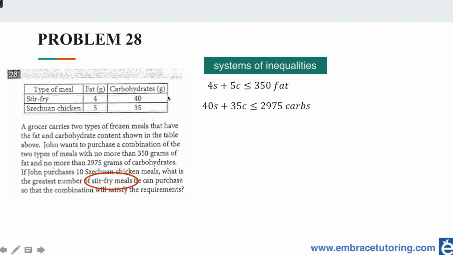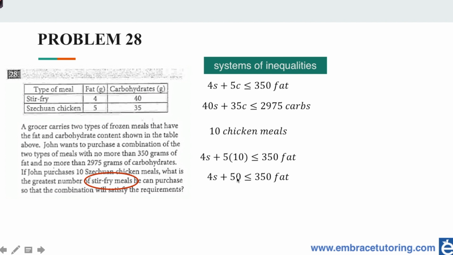Likewise, I have to understand how to break down my other equation. Here I have 40S, which is 40 grams of carbohydrates per stir-fry meal. And here I have 35C, which is 35 grams of carbohydrates per chicken meal, which have to be less than or equal to 2,975 carbs, because it says, once again, no more than 2,975 grams of carbohydrates. I now want to look back at the problem to see what else they give me, and it says if John purchases 10 chicken meals, so I want to plug in 10 for each of these values. And when I do plug in my 10 chicken meals, I have 4s plus 5 times 10 is less than or equal to 350 grams of fat.